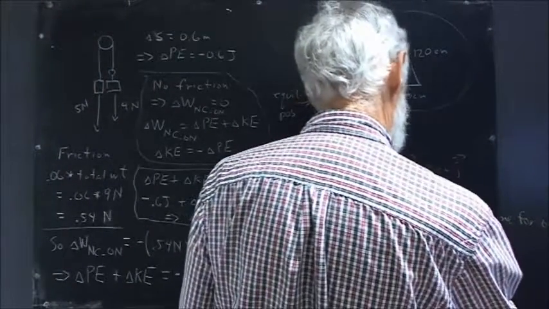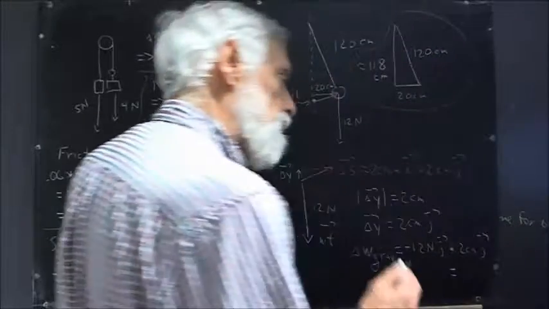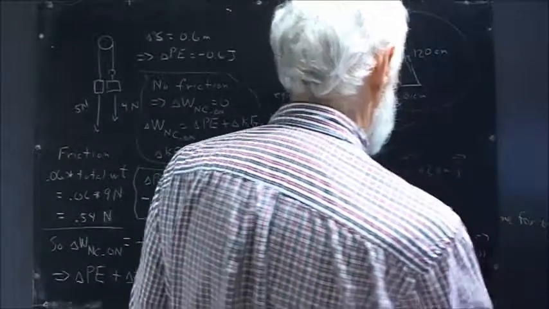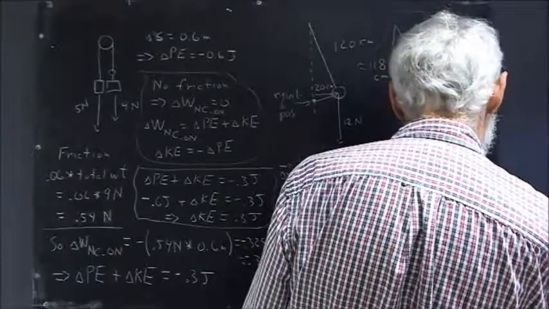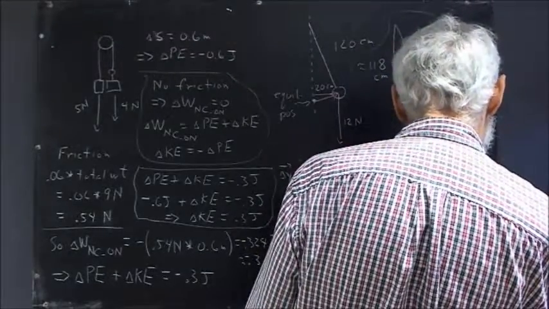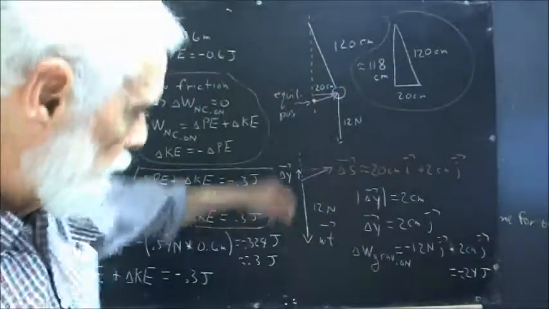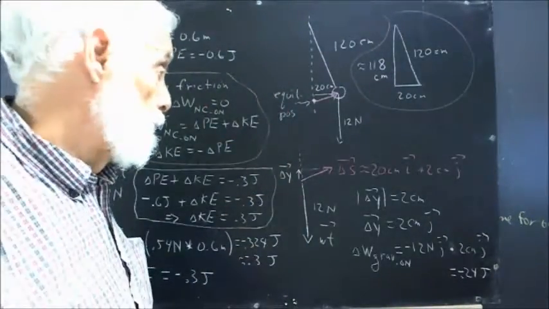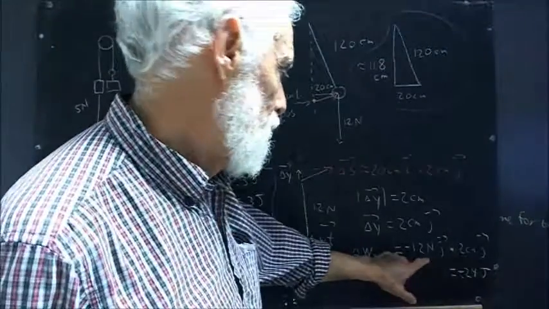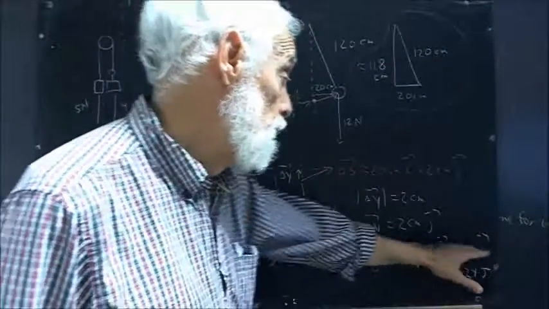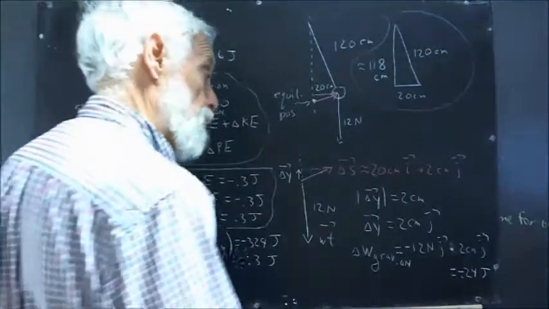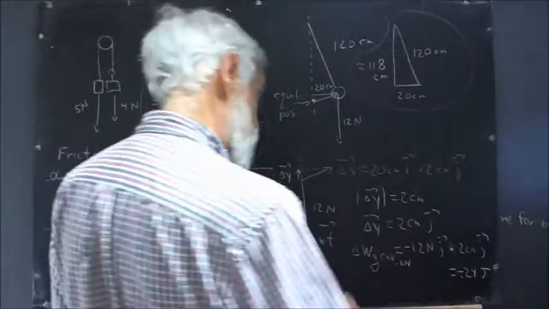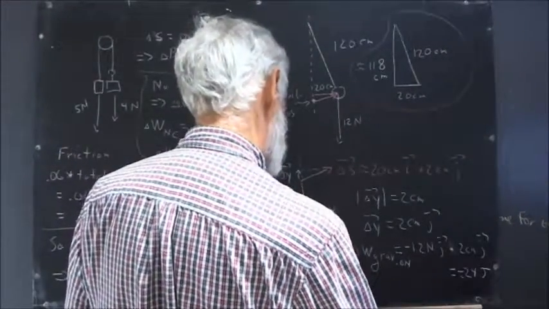In any case, this work is, okay, 2 centimeters is 0.02 meters. 0.02 times 12 is 0.24. So we get 0.24 joules, and it's negative. And you can understand it's negative. Again, the weight and the delta y are in opposite directions. But of course, all that comes right out of writing these vectors with their components and applying what we know about the dot product.